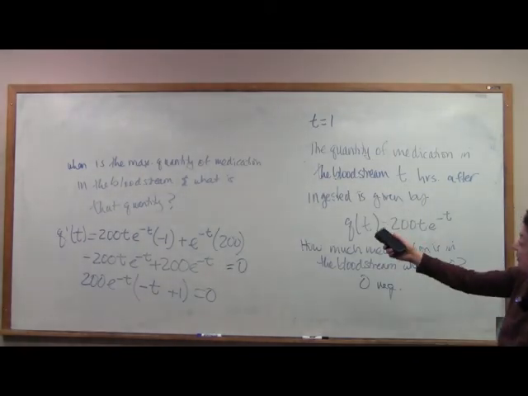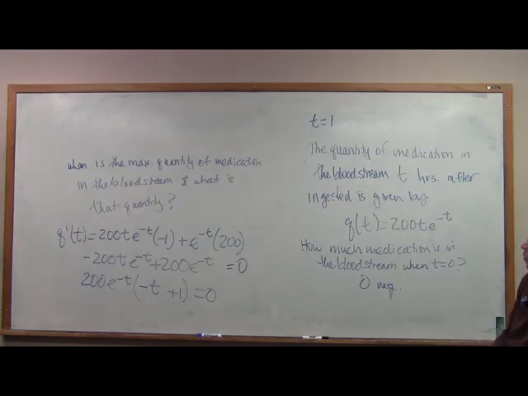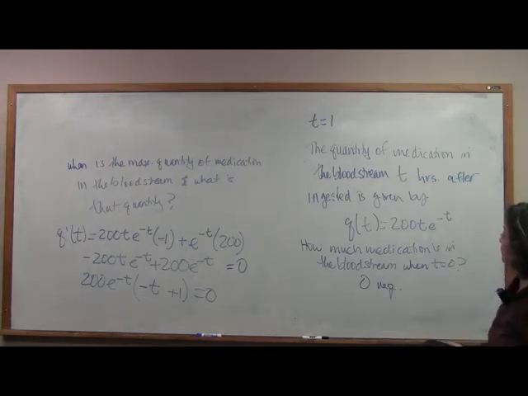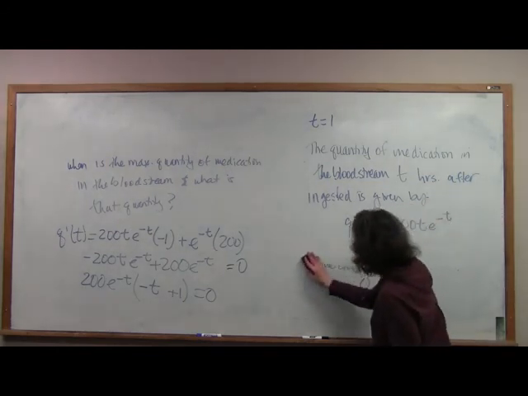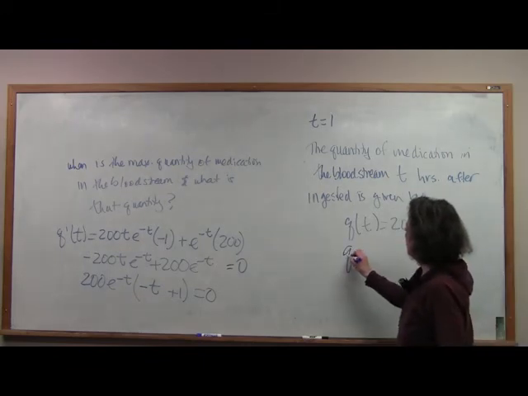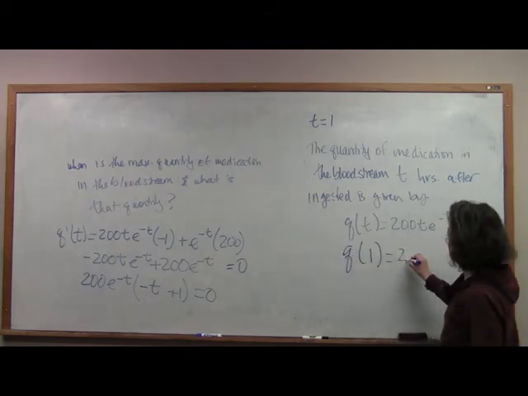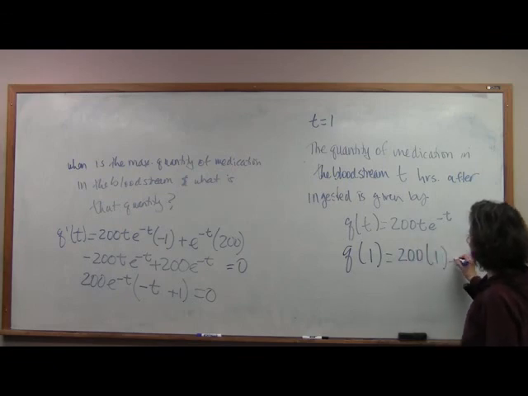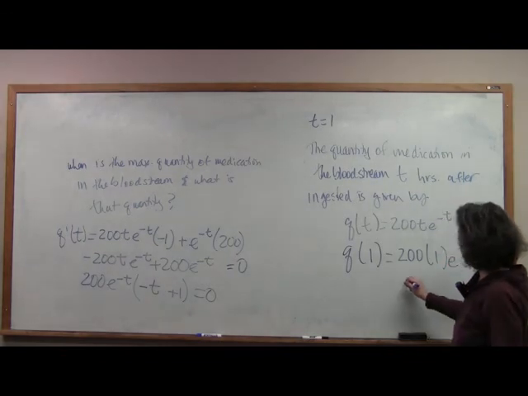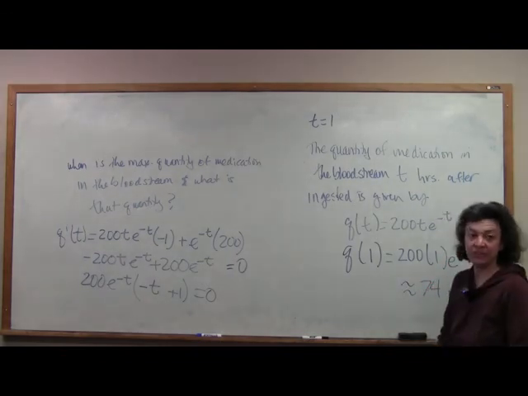So we've answered the first question: when. Now we're going to ask ourselves, what is that quantity? Well, how do we find that quantity? What we do is we plug it into our original function. We find Q of 1. So we have 200 times 1 times e to the negative first power, and we're going to get about 74 milligrams.